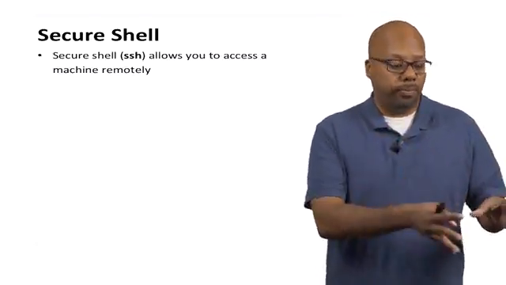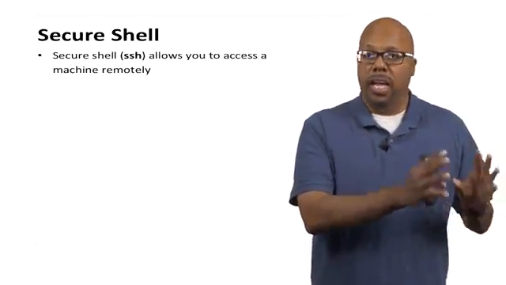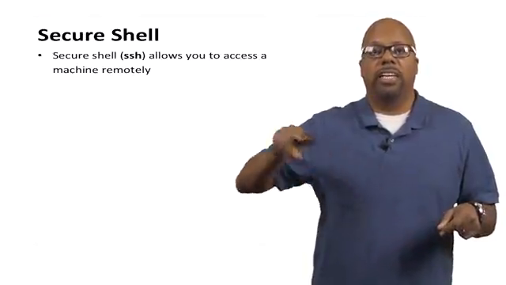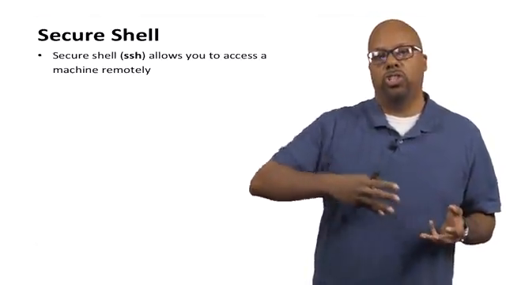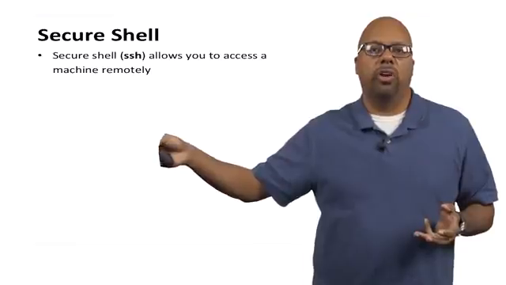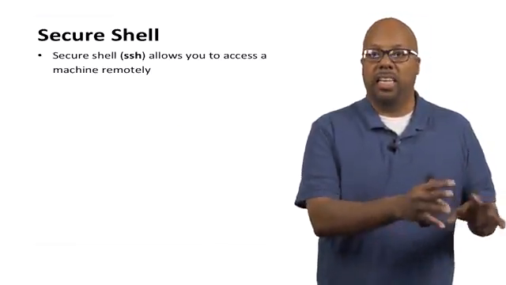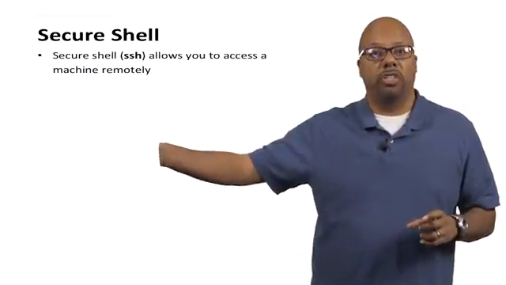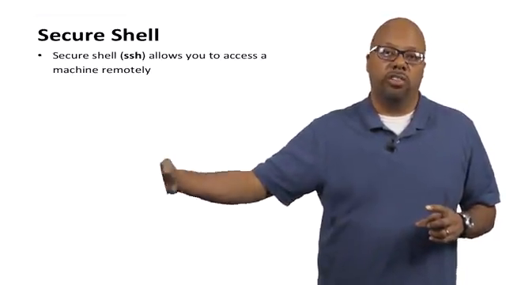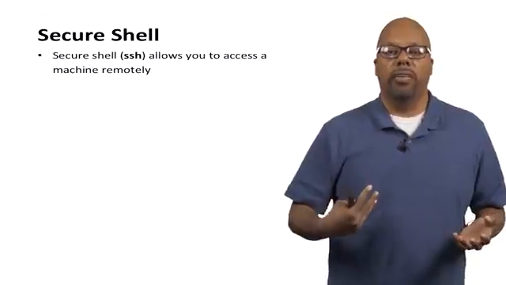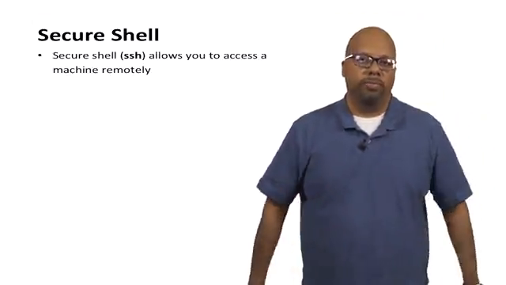I can be sitting at my Raspberry Pi at home and use Secure Shell to connect to my computer on my desk in my office. So I can type ls into my Raspberry Pi, and that will send that command to my machine on my desk, and the directory on the machine on my desk will appear on my screen. So we're going to use Secure Shell for that.